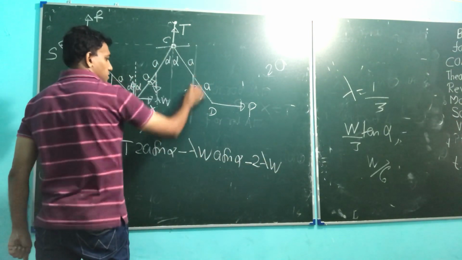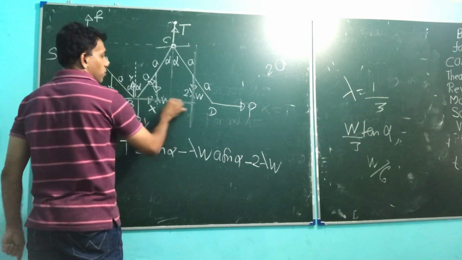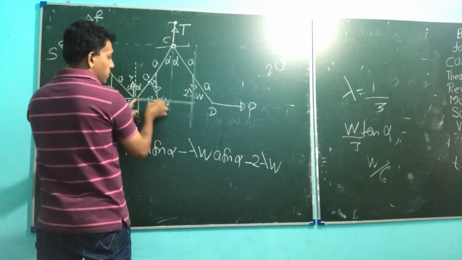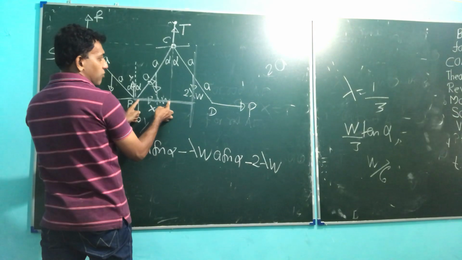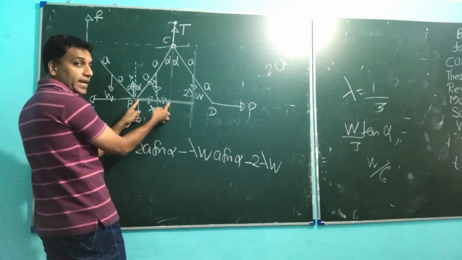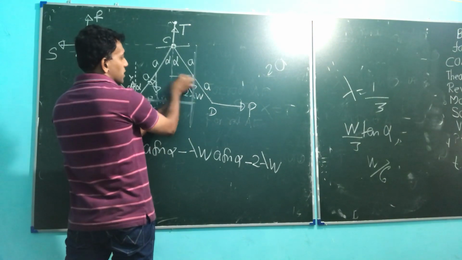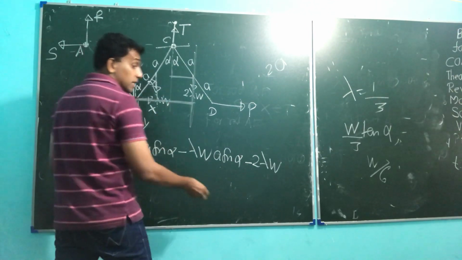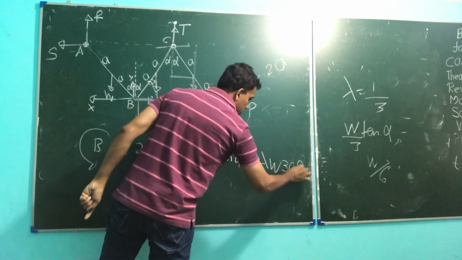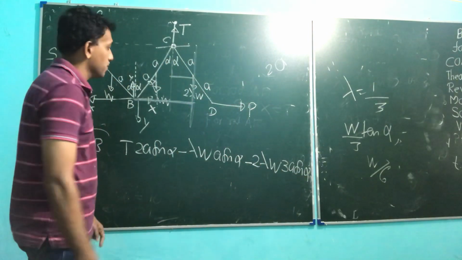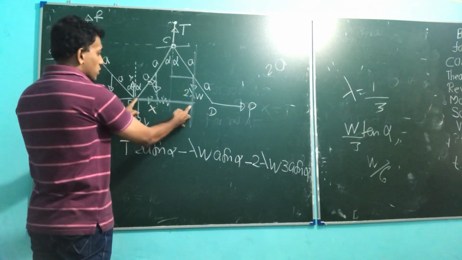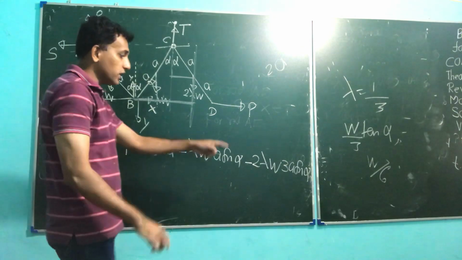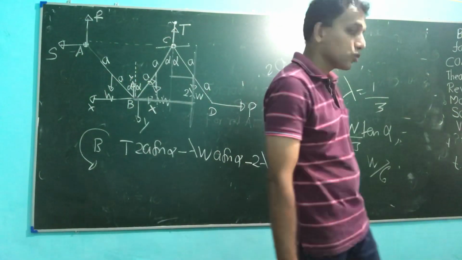From here, what is the complete distance? Here 2A sin alpha, and what is this part? A sin alpha, right? 2A sin alpha plus A sin alpha is 3A sin alpha, very important. This is the moment of the 2W force about the point B. The line of action is from here to here, the complete distance, so 2 lambda W into 3A sin alpha.